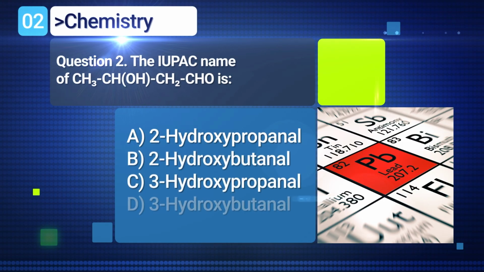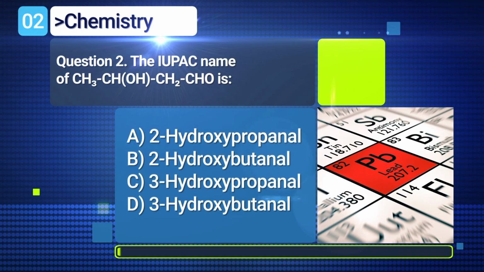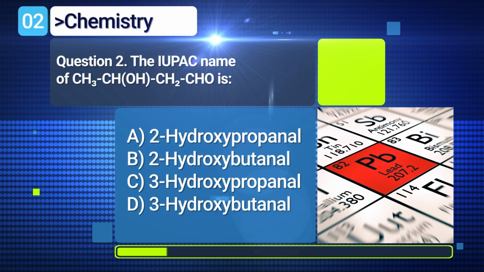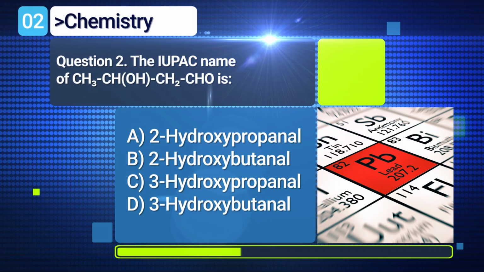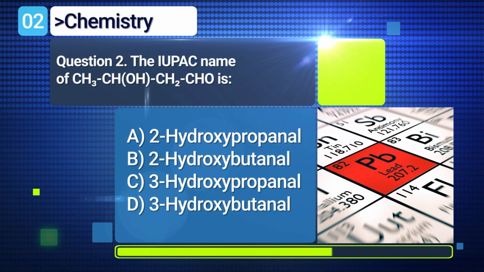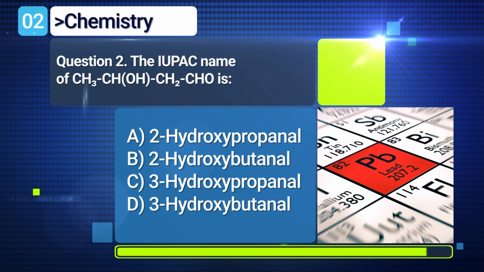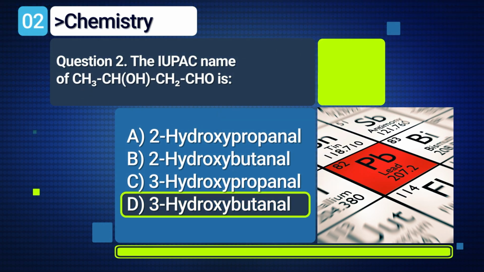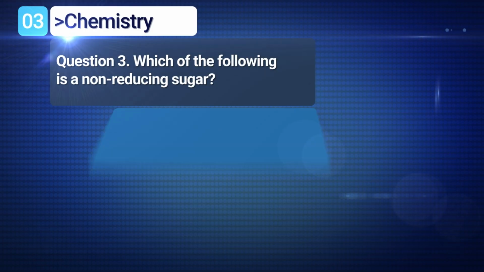Question 2. The IUPAC name of CH3CHOH CH2CHO is A. 2-hydroxypropanol. B. 2-hydroxybutanol. C. 3-hydroxypropanol. D. 3-hydroxybutanol. Answer D. 3-hydroxybutanol.